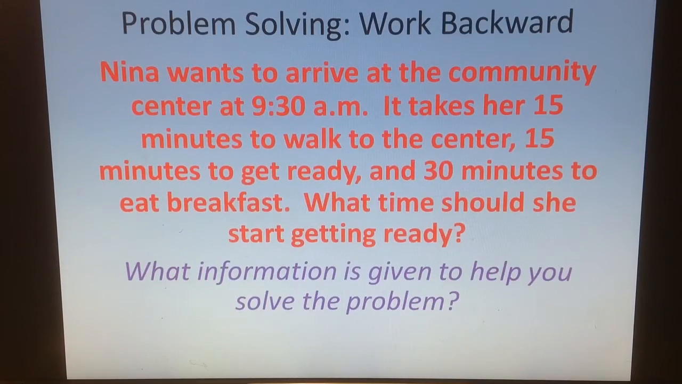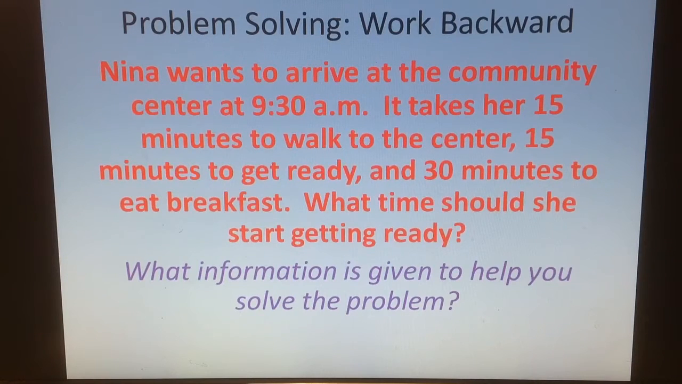Nina wants to arrive at the community center at 9:30 a.m. It takes her 15 minutes to walk to the center, 15 minutes to get ready, and 30 minutes to eat breakfast. What time should she start getting ready? Tough question, complicated question. We took it one step at a time by asking ourselves the purple part at the bottom to begin. What information is given to help you solve the problem?